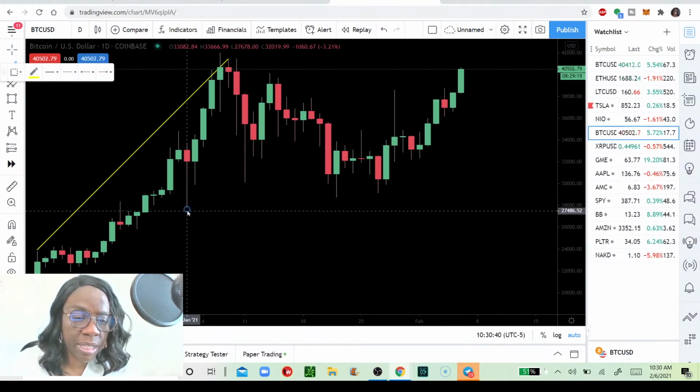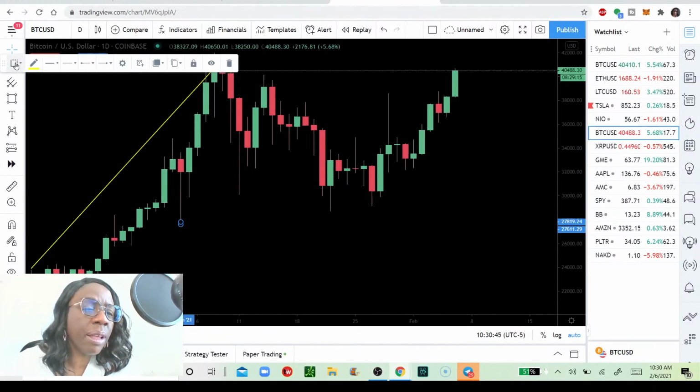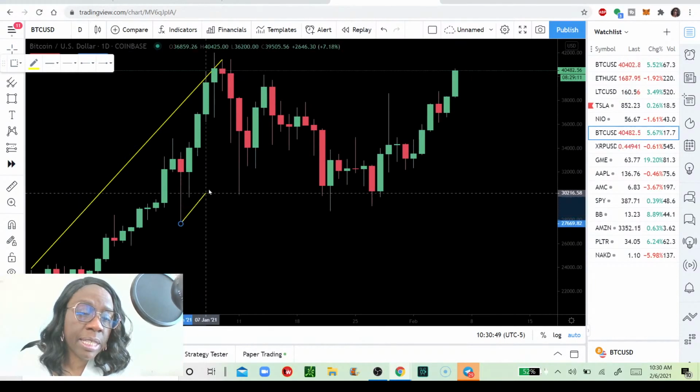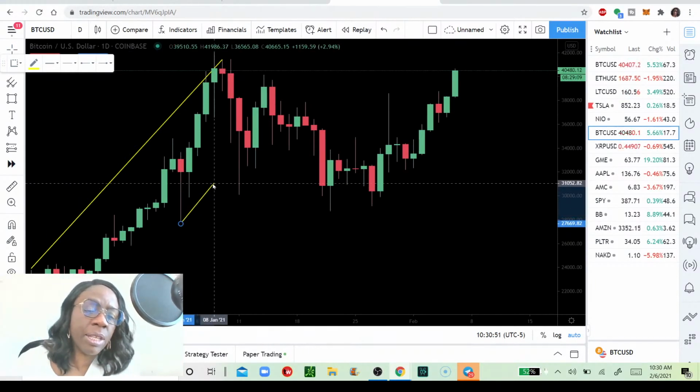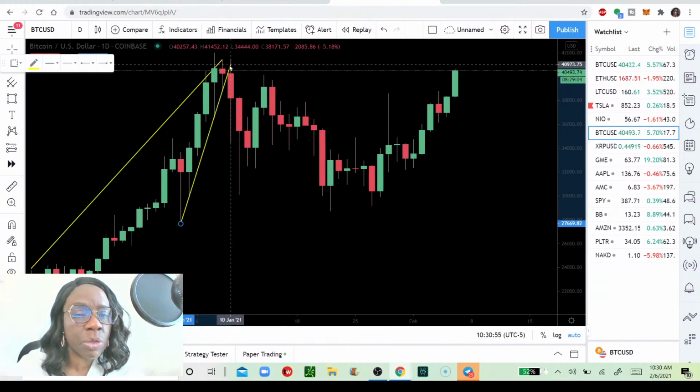I feel like an artist drawing a landscape sometimes when I'm plotting my trend lines, because you're trying to figure out and see what's the best angle in which to draw it. Okay, so I think I've hit 3 wicks. Sometimes I will draw from the wicks, sometimes I will draw from the body, just depends.